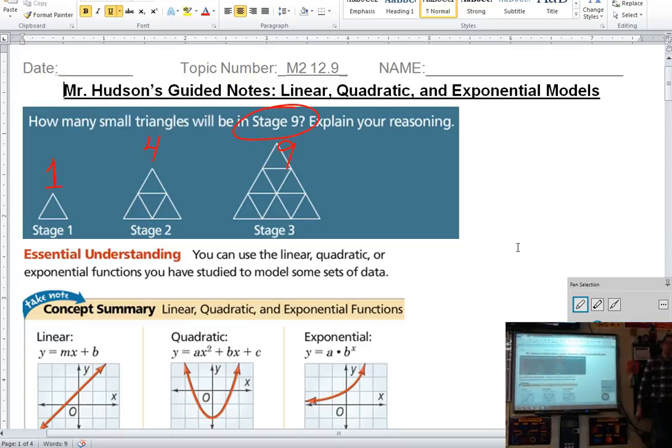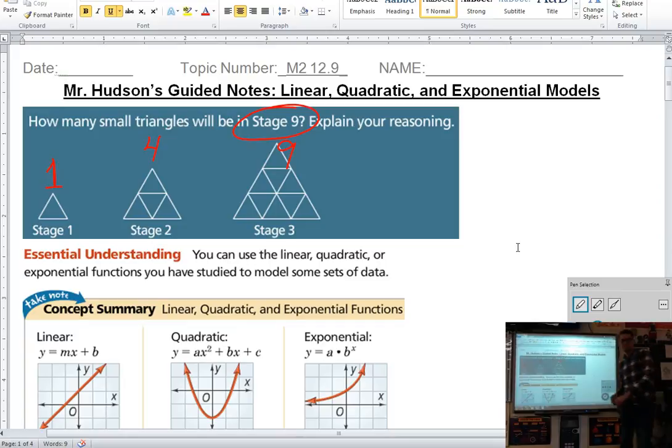So what if we want to predict stage 9? And we really do not want to write this out, every single stage. That would be arduous. This is like a MATHCOUNTS type problem. Calvin, what do you think? What do we look at here?